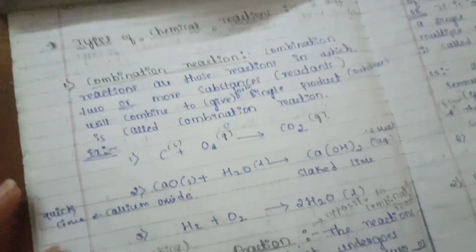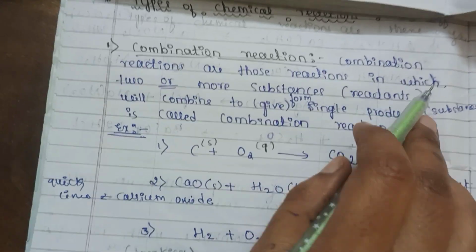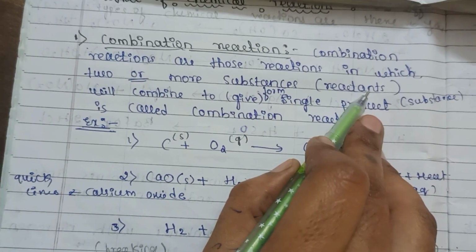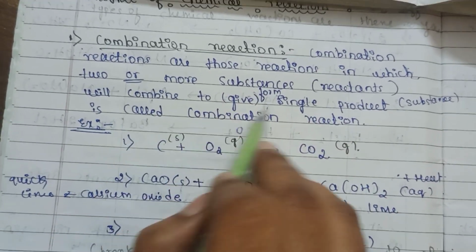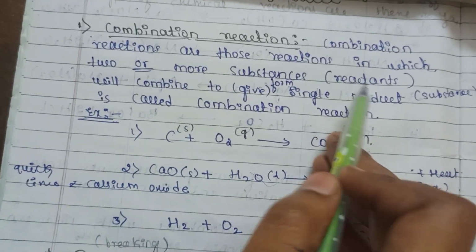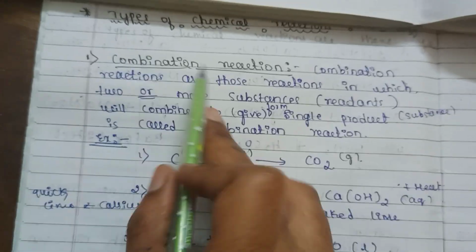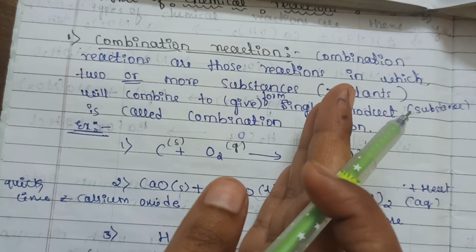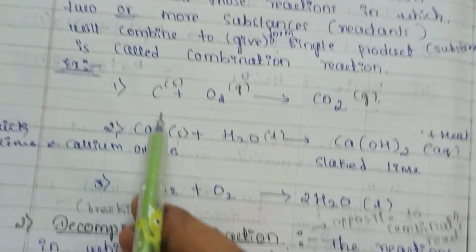See, the first one is the combination reaction. What is a combination reaction? Combination reactions are those reactions in which 2 or more substances, or we can call them reactants, combine to give a single product. This is called a combination reaction. So 2 or more substances react with each other and form a single product. Combination means combining 1 or 2 substances, and if it produces a single product, we call that a combination reaction.